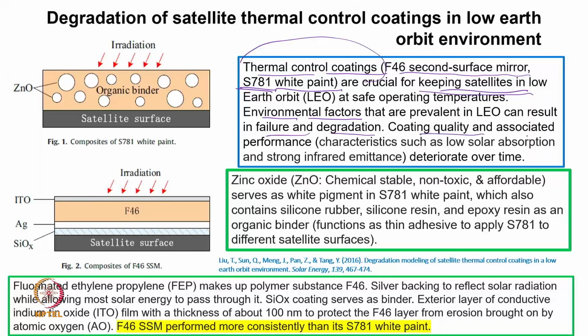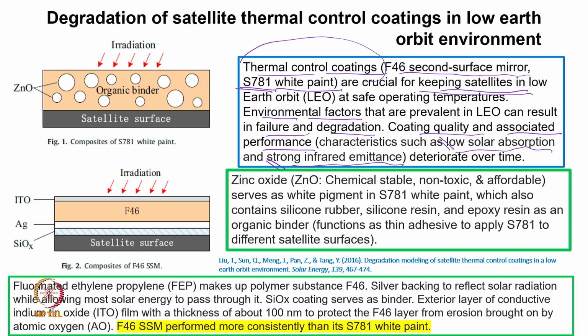So, not a single coating will be foolproof. You cannot apply it today and expect it to last for years. Time dependence will come one way or another. That is why they mention the coating quality and associated performance. For performance, they use the terms low solar absorption, meaning a reduction in the absorption of solar rays, and strong infrared emittance. If there is a possibility of keeping absorption low, that is good performance. If there is a possibility of higher or stronger emittance, then performance is good.